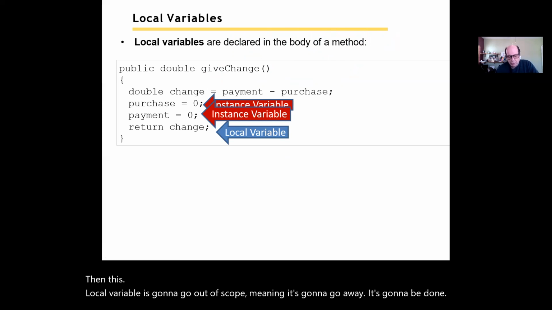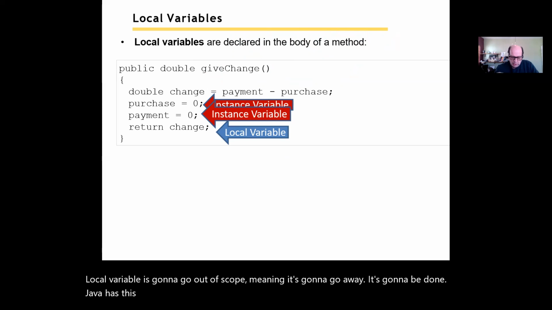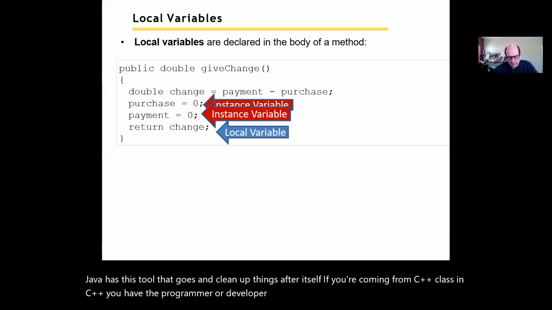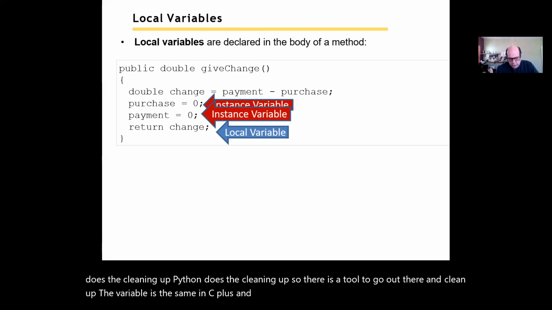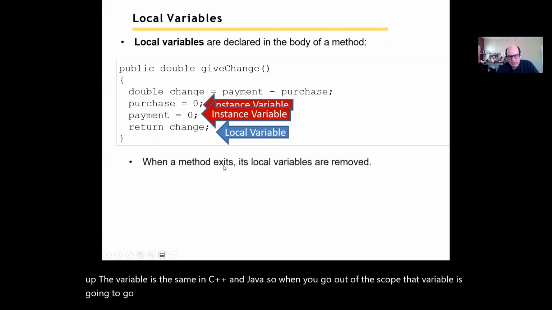Java has a tool that goes and cleans up things after itself. If you're coming from a C++ class, in C++ the programmer or developer is responsible for doing the cleaning up. Java does the cleaning up. Python does the cleaning up. So there is a tool out there to clean up. The variable is the same in C++ and Java: when you go out of scope, that variable is going to go away. And they are not the same.